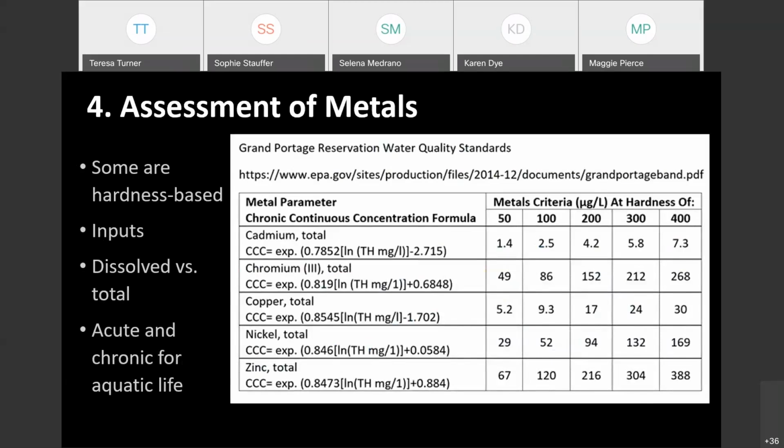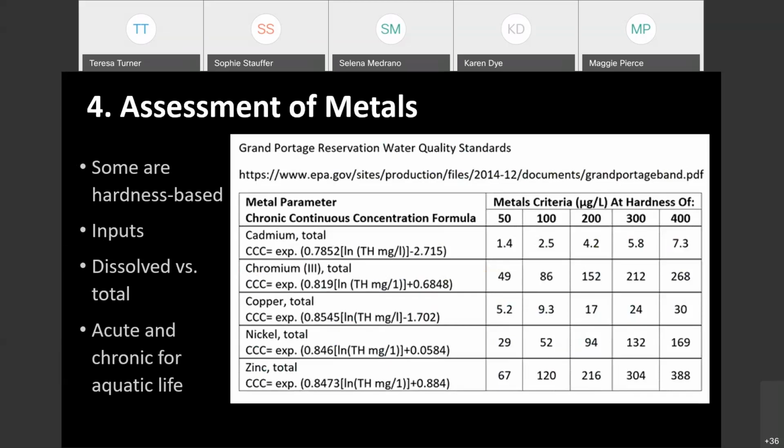We have an example from the Grand Portage tribe here in this table, and these are specifically hardness-based criteria. So the hardness-based criteria have an input. They're just an equation, and you need to have coincident hardness data, so hardness data taken at the same time as you took your metal sample, in order to be able to assess the criteria and see where you land.